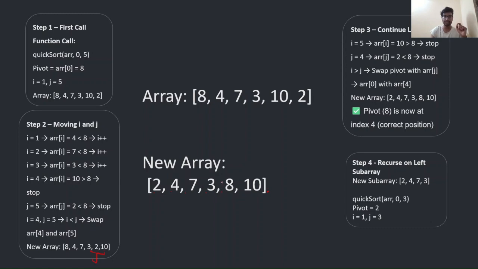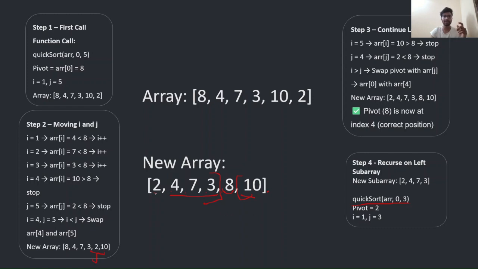Now, since the array is swapped at index 4, all the elements towards the right become one subarray and all the elements towards the left become another subarray. Since the right has only one element, we don't have to solve it. And since the subarray towards the left has four elements, we need to solve that subarray. So we'll continue by taking the subarray of 2, 4, 7, and 3. We'll pass this subarray into the quicksort function with low value as 0 and high value as 3.